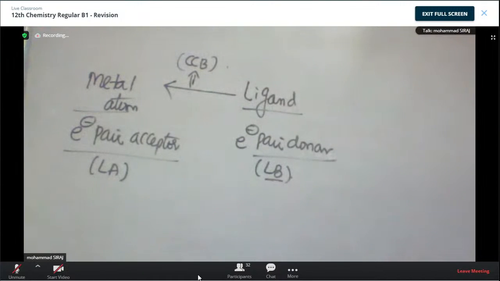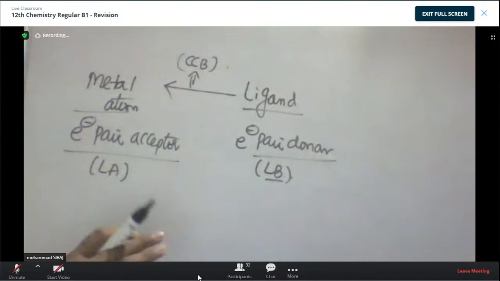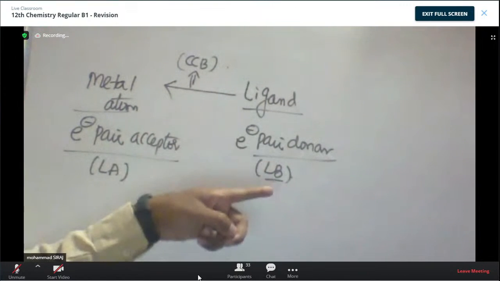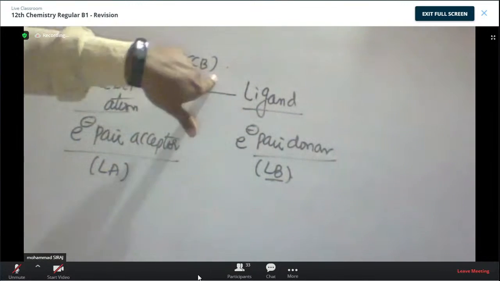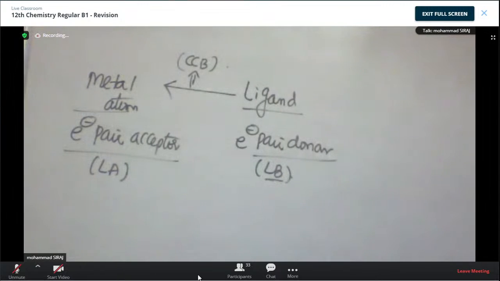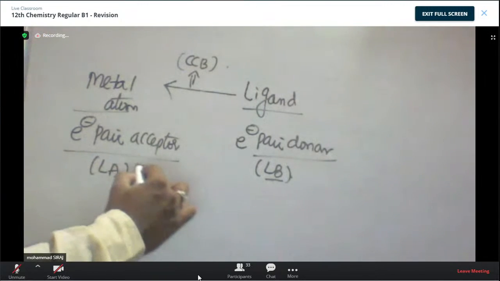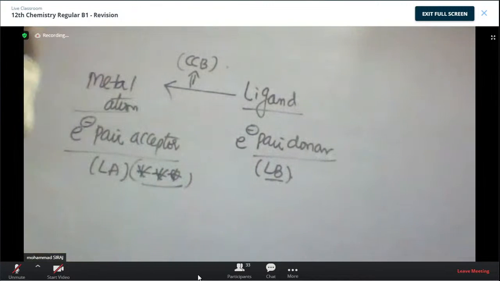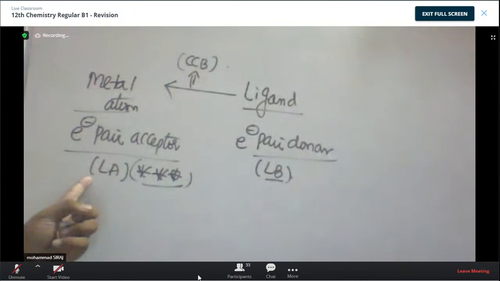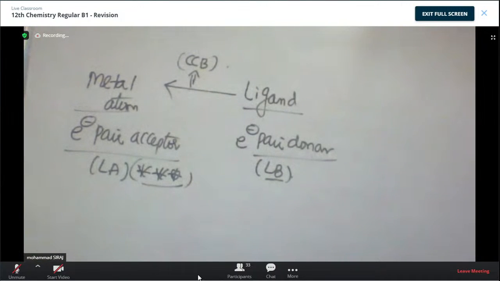Very, very important points. Simple. First, general introduction. A bond formed between a donor and acceptor is called a coordinate covalent bond. Remember one small thing. Remember this point till the end of chemistry. Wherever you find an electron pair acceptor, that is a Lewis acid. Wherever you find an electron pair donor, that is a Lewis base.